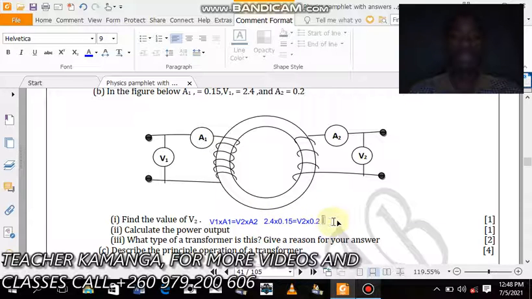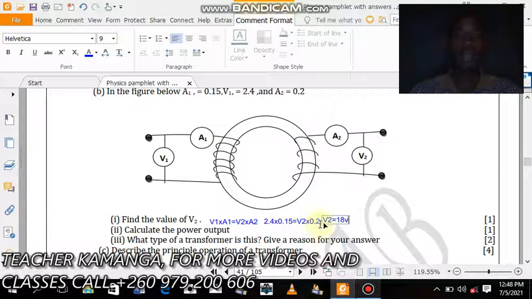So when you divide both sides, what you're going to get is that your V2 will be equal to 18 volts. 18 volts, that is going to be your answer. So you can follow it up so that you're able to calculate.